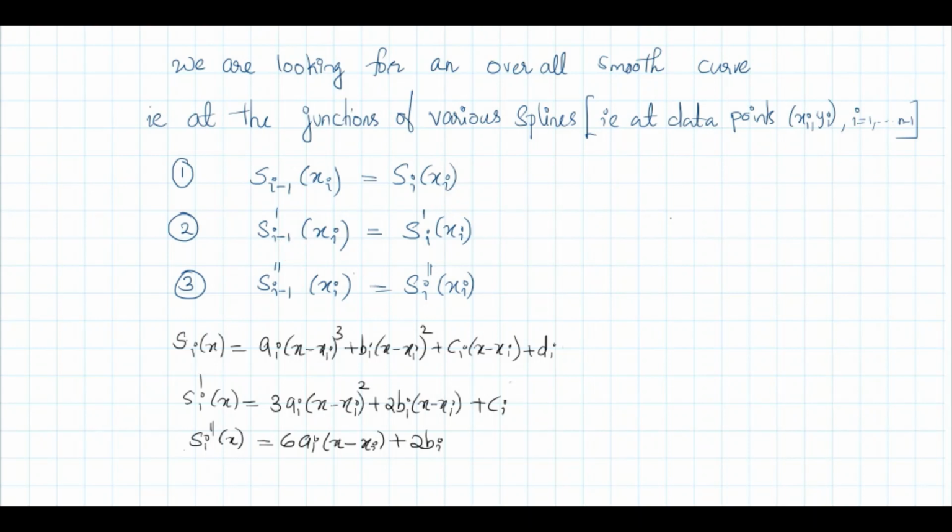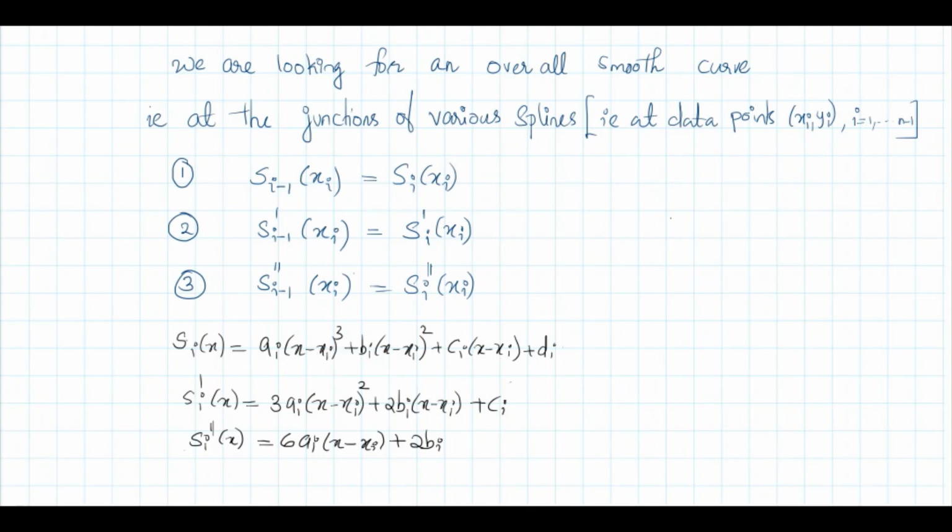Similarly, Si minus 1 prime, the derivative at xi, should equal Si prime at xi. And the second derivative, Si minus 1 double prime at xi, should be equal to Si double prime at xi. And this is the spline Si of x: ai (x minus xi) cube plus bi (x minus xi) square plus ci (x minus xi) plus di.